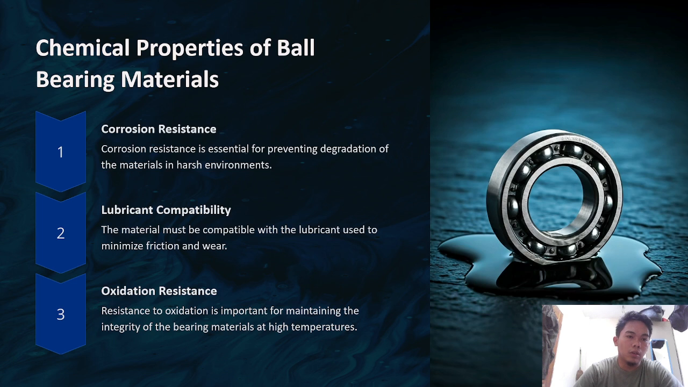So, dito naman sa chemical properties of a ball bearing. So, chemical properties of this device ball bearing is also to be considered kasi let's say this talks about the lifespan of this component, ayun yung lifespan nito, at saka yung toughness nito. So we have this corrosion resistant. Corrosion resistance is essential for preventing degradation of the material in harsh environment.